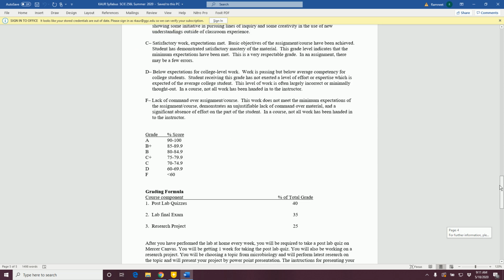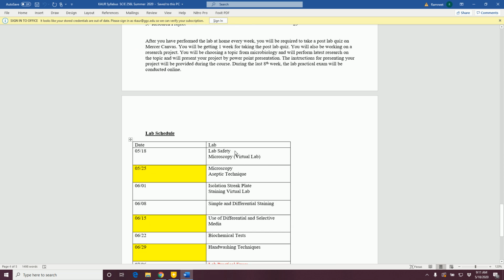I have already posted these two things, the lab safety and the virtual lab for microscopy. These are already on Mercer Canvas. Please, I want all of you to read very, very carefully about the lab safety rules.